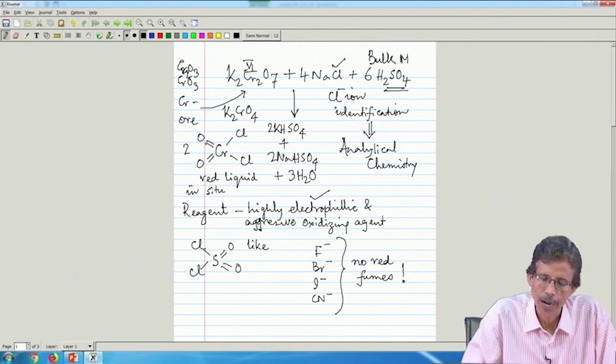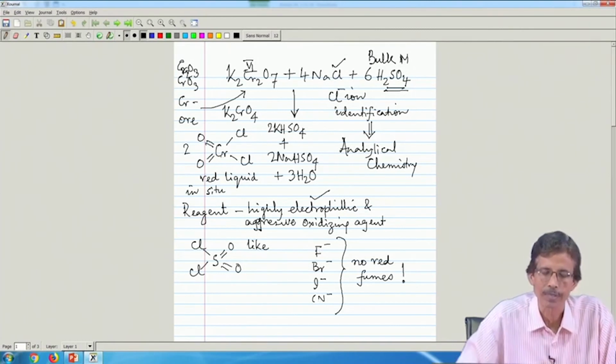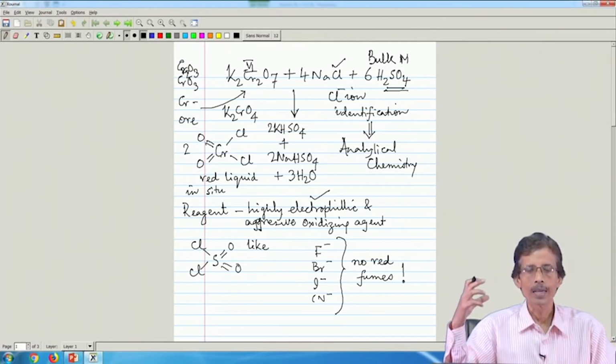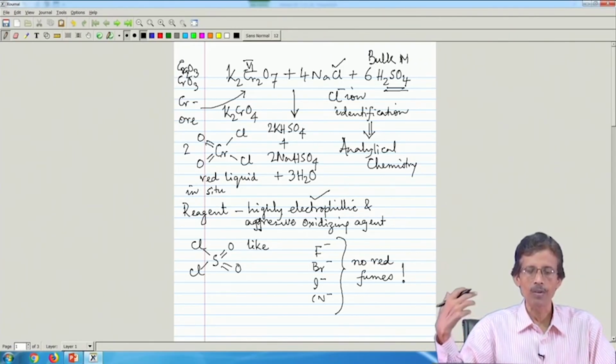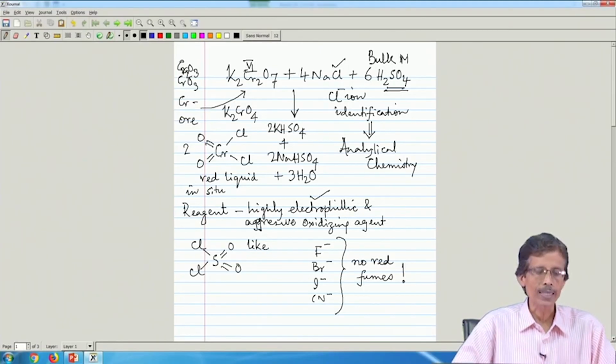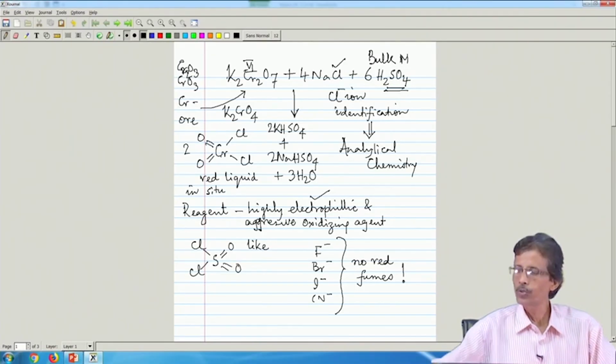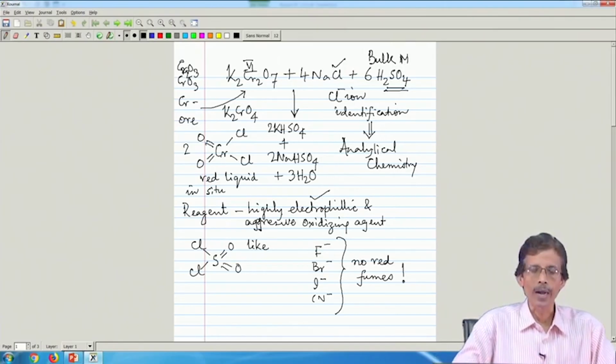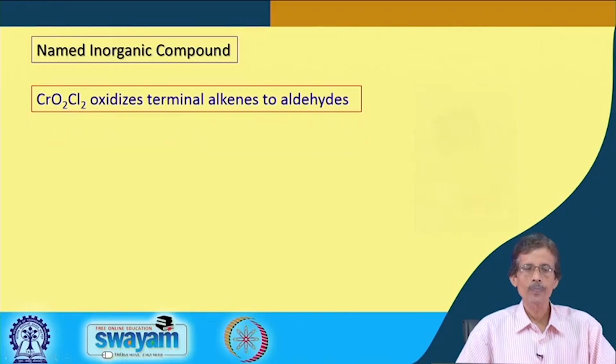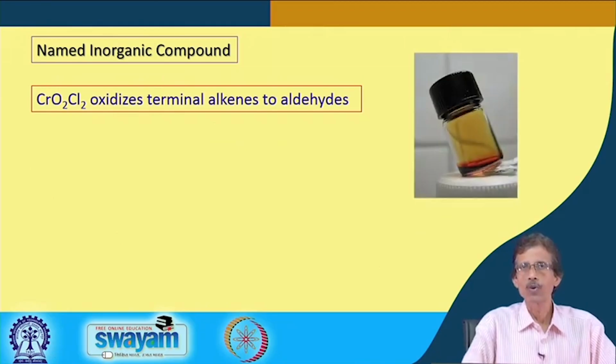The attachment of fluoride, bromide, iodide or cyanide to this particular chromium center, as to the adjacent Cr-Cl bond, is not possible, because fluoride, bromide, iodide can be oxidized or converted to some other form. So, this particular reaction, the chromyl chloride formation from any other chromium source, is only useful for making this chromyl chloride reagent, which shows how we can go for a particular type of specialty molecule for our useful purpose. So, what is that purpose? Red fumes as chromyl chloride formation.